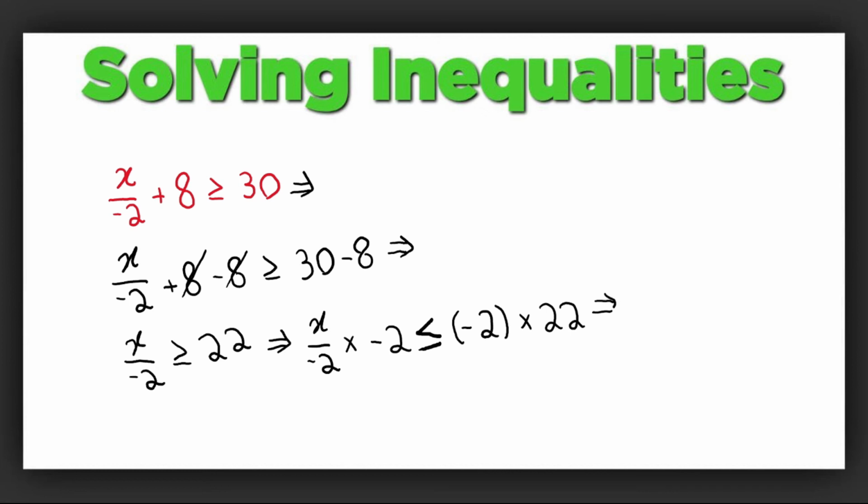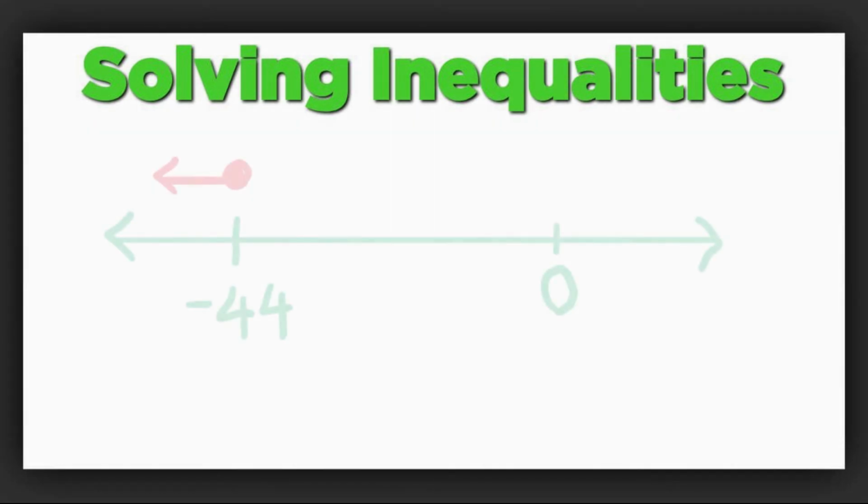Now we are going to remove the 2's. We are left with x and negative 2 times 22. Negative 2 times 22 is negative 44. So we're going to write here negative 44. It will be x is less than or equal to negative 44. The number line will be shown on screen.